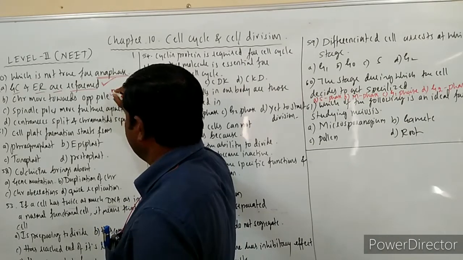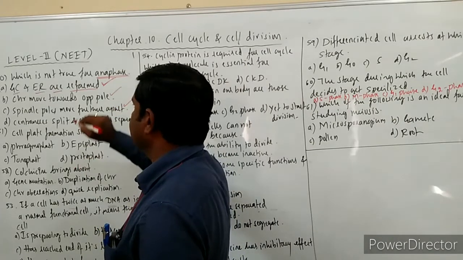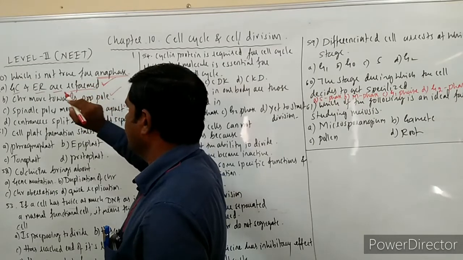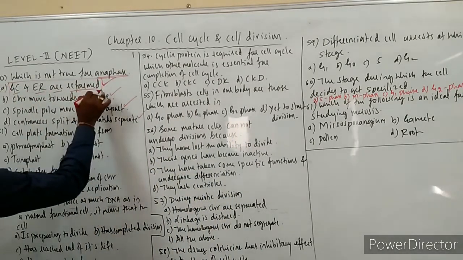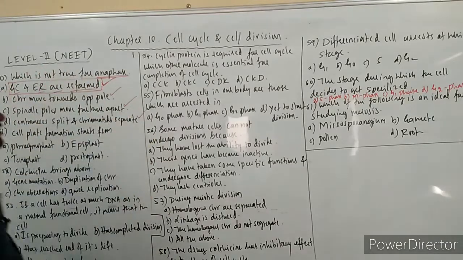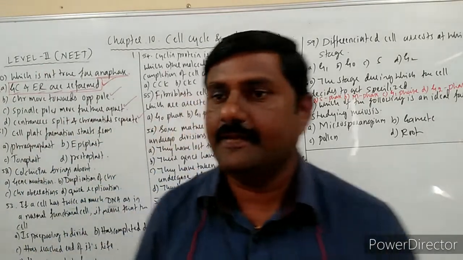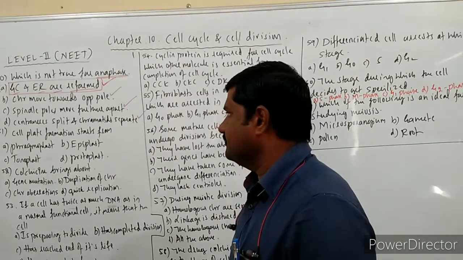So B, C, D are correct statements. A is the wrong statement. Hence, the correct answer for this question is option A. Right? So we'll go to the next question.